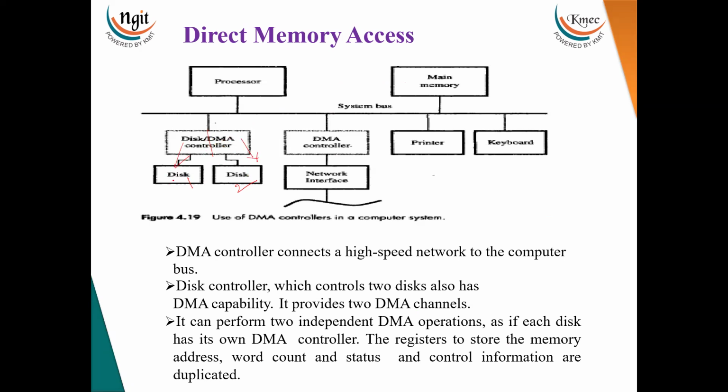Now if disk 1 wanted to send the data to the main memory, then the processor will write the starting address, number of words and direction in channel 1. Thereby disk 1 will send the data through the DMA to the main memory. Here more than one DMA is connected.